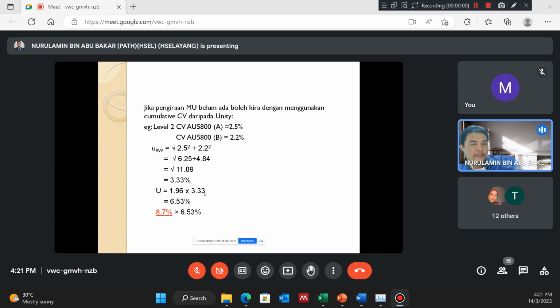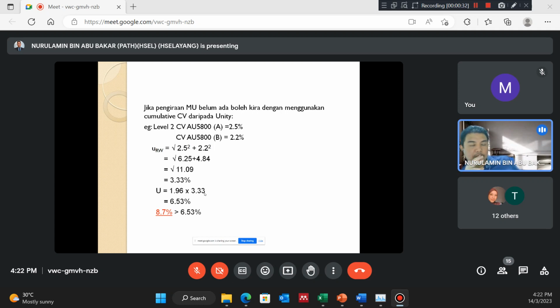2.2. If you combine both CVs, it will be 3.33. Okay, and then of course you expand it, sama juga 6.53. Dekat sini konsep MU kat sini dah lebih jelas. Kita tengok sebenarnya MU seperti cakap is about the long term SD kan. If you have the value, if you have the knowledge of the long term SD for that particular system, automatically you have about more than 80% of the MU data already.